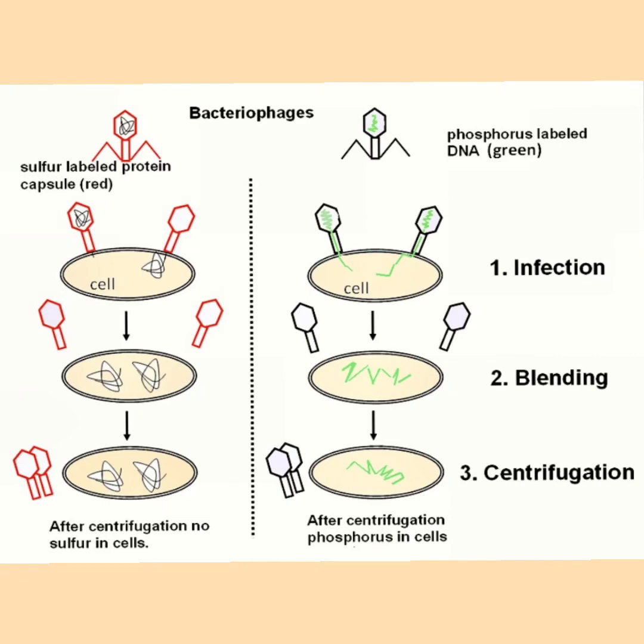Sulfur-labeled protein capsules were allowed to infect the bacterial cell. The virion coat remains outside the cell. The DNA or the RNA enters into the cell, and the radioactivity was found outside the cell. On the right side you can see the phosphorus-labeled DNA. Infection was done, then blending was done, then centrifugation showed that the phosphorus was found within the cell, indicating that the DNA is the genetic material.